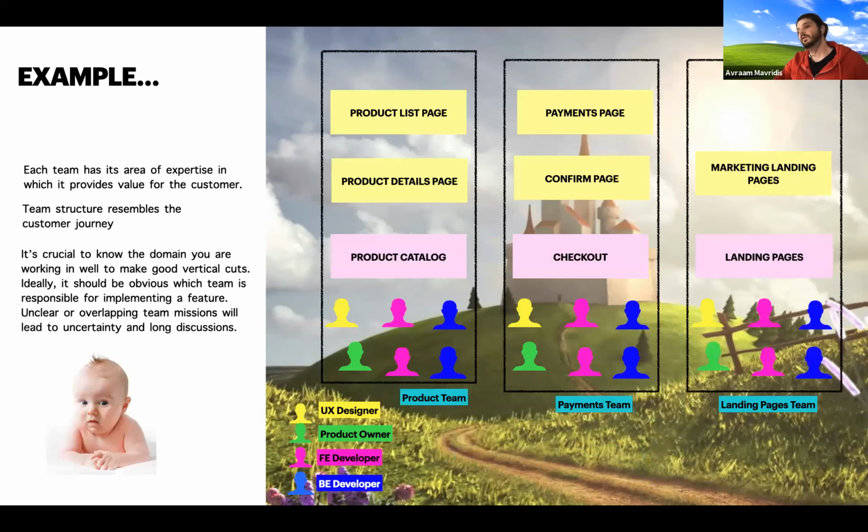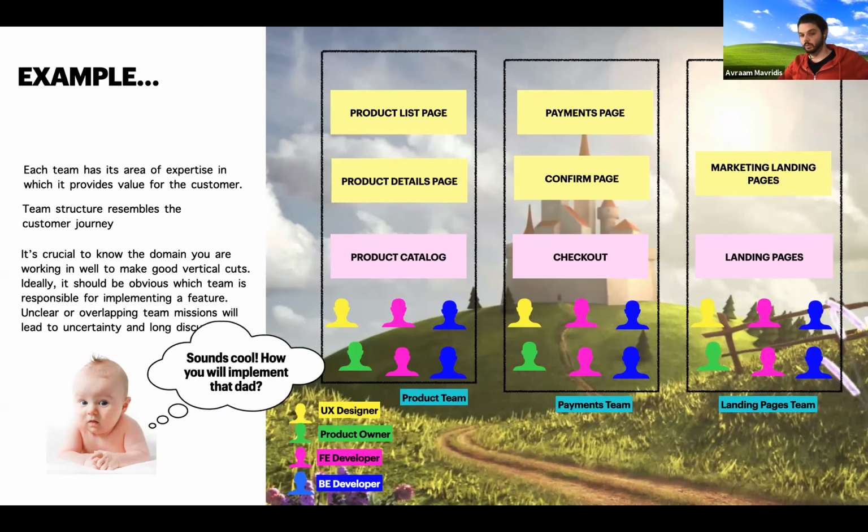And to see an example, imagine that you're in a company and you have three teams. You have the product team that owns the product listing page and the product details page. You have a payments team that has the payments page and the confirmation of the payment. And you have a landing pages team that just implements some marketing landing pages. So each team has its own area of expertise, has all the people needed for this area. They don't have overlapping missions, and they can develop their apps independently.